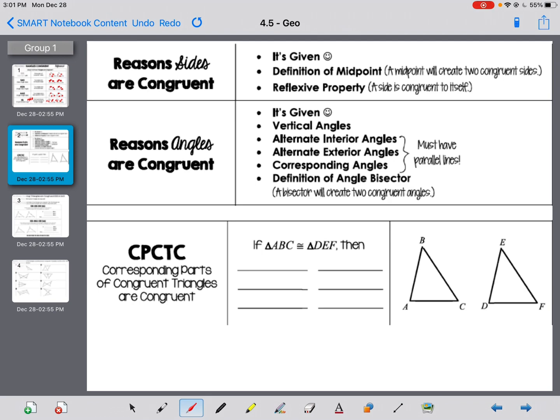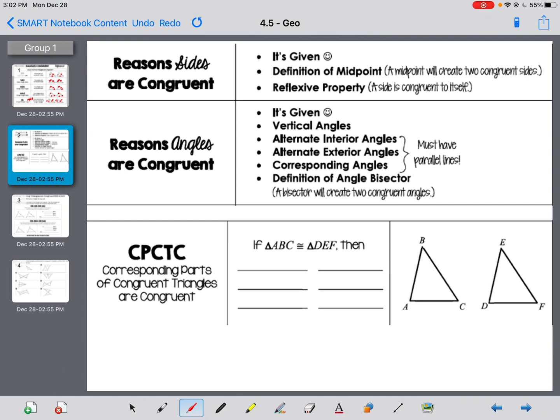All right, reasons sides are congruent. They tell you. Do not assume it just by looking at it. The definition of a midpoint. Okay, the midpoint would say that either side is congruent. Or the reflexive property, if they are connected, right? So like if I do this triangle connected to that triangle, this side is itself. So it's the reflexive property, like a reflection. You are yourself. You're congruent to you. Okay. So if it's one side being used in 2 triangles, you know they're congruent. So they either tell you it's a midpoint or it's reflexive.